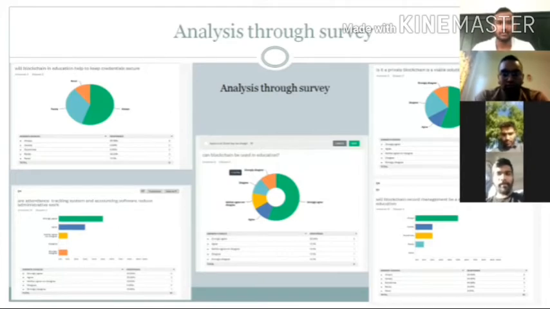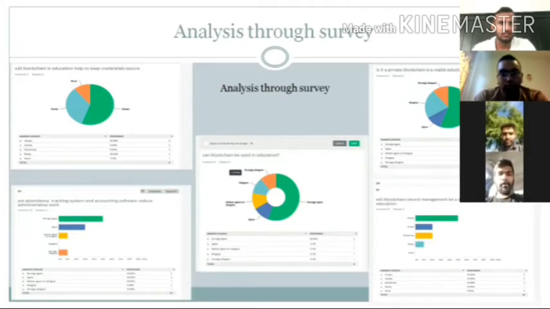Hi everyone, this is Sandeep. I'll now go through the analysis through survey. These analyses are done through surveys that were conducted amongst many people and students. I'll first go with the question: will blockchain in education help to keep credentials secure?